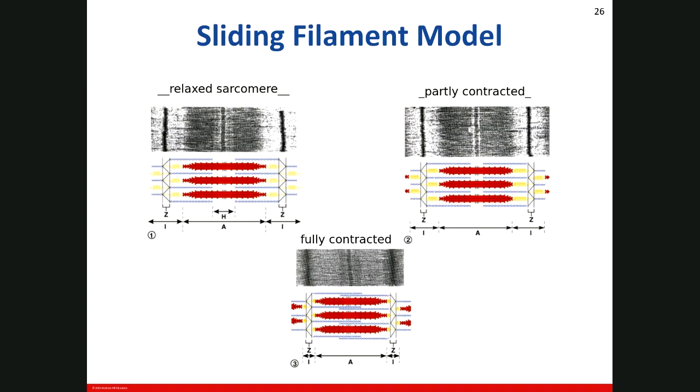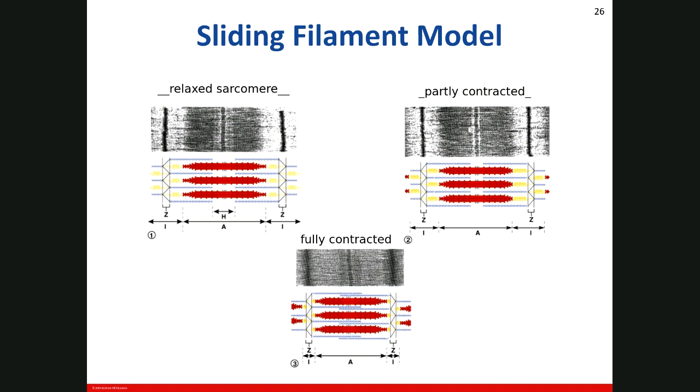And here you can see a sliding filament model. Look at here. Here you can see the relaxed sarcomere. In the relaxed sarcomere, you have two Z lines on both sides. You can see the I band, or light band, on both sides, and the A band, which is dark, in the middle. And in the middle of the A band, again, you have a lighter part, which is the H zone, and you can see the M line. When your muscle goes to contraction, when it's partly contracted, you see that the length of our sarcomere becomes shorter.